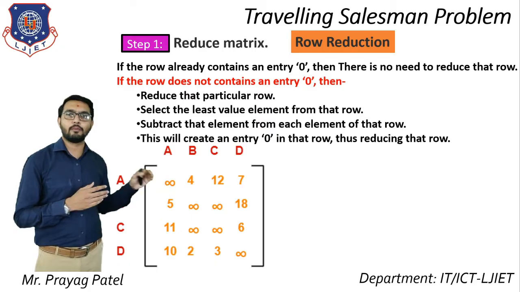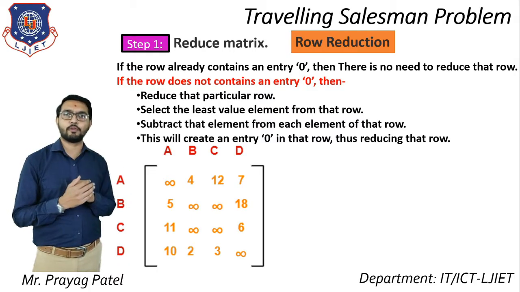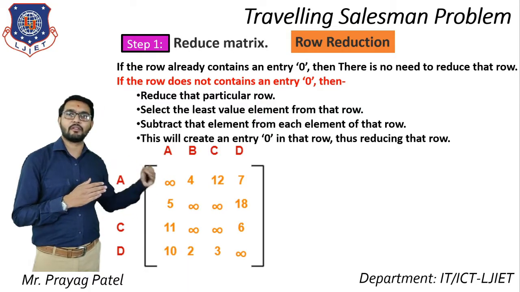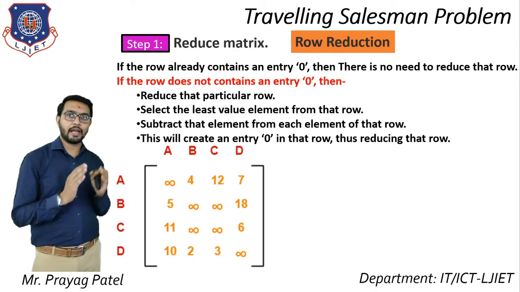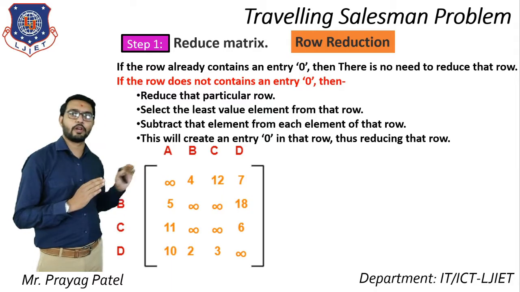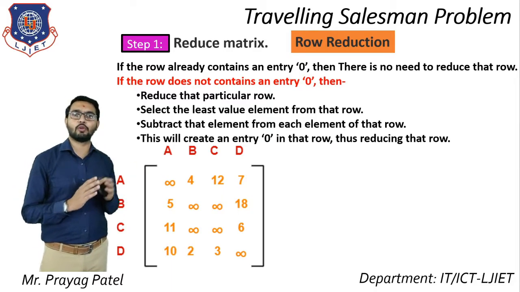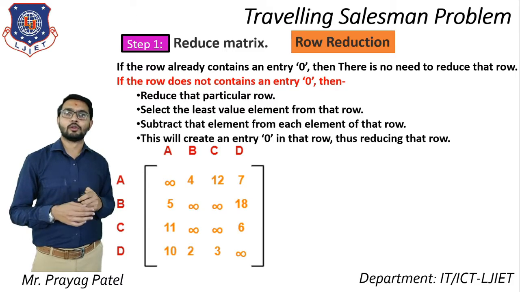Here, from the first row we subtract the value 4 because the minimum value is 4. So 4 minus 4, then 12 minus 4, then 7 minus 4, like this. This will create an entry 0 in that row. Here, 4 minus 4 equals 0. So in each and every row we get one value as 0. This is considered row reduction.